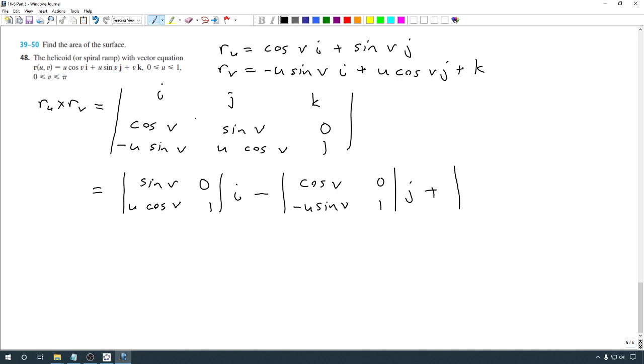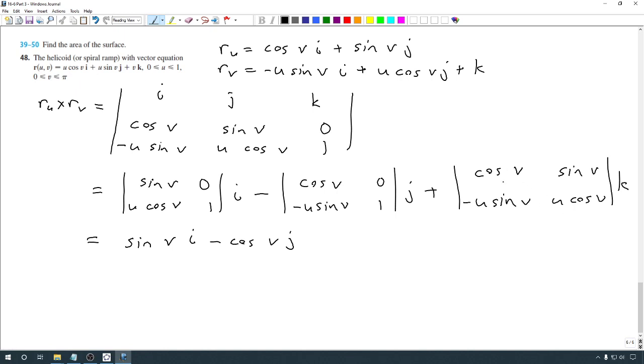For k, we have this 2 by 2 over here. We have a minus u sine v and a u cosine v. And on top, we have cosine v and a sine v. That's all times k. We go by diagonals, so we have sine v times 1 minus 0 times something, so that part doesn't really matter. But we just end up with a sine v times i. For this one, we have cosine v times 1, and then again it's 0 the other way, so we end up with a minus cosine v times j.